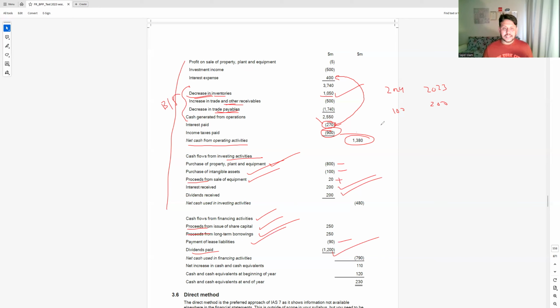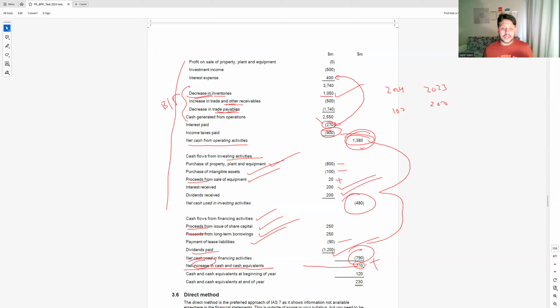And after that, these three, the operating activities, the investing activities, and the financing activities, we need to add these three to find the closing balance. So 1380, then minus 480, minus 790, and that gives me the net cash and cash equivalent. So we need to say net increase in cash and cash equivalent. If it is minus, you call it net decrease, not increase. But 110 is a plus figure, that's why it was an increase.